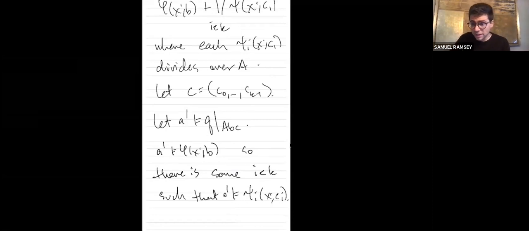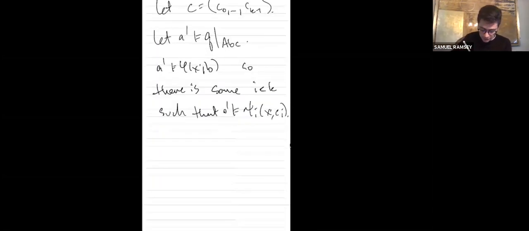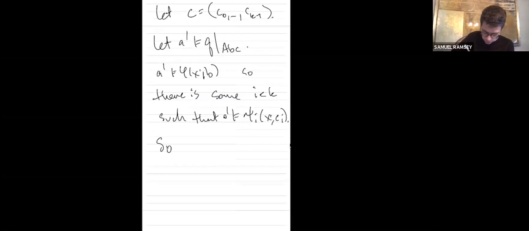Because I put the parameters in there, and Q restricted to ABC is a complete type, the type has to tell me which formula to put in. It has to say, I pick this disjunct. And once it does that, that means it divides. So A prime divides over A with BC. And that contradicts the first observation.